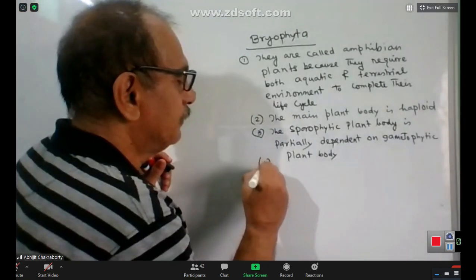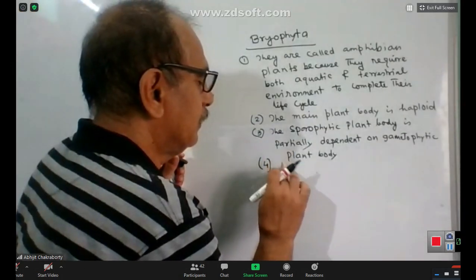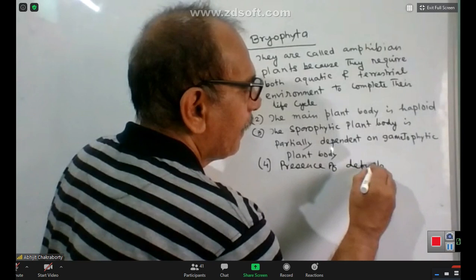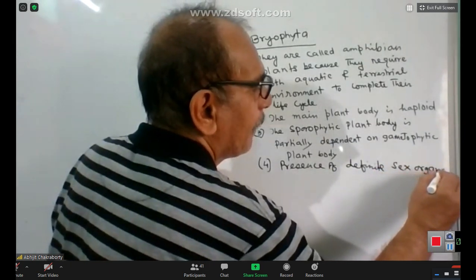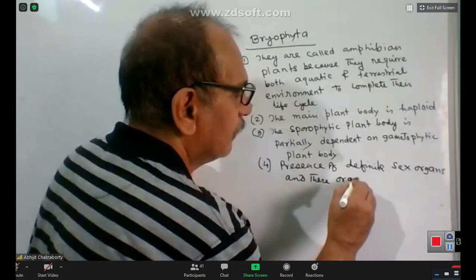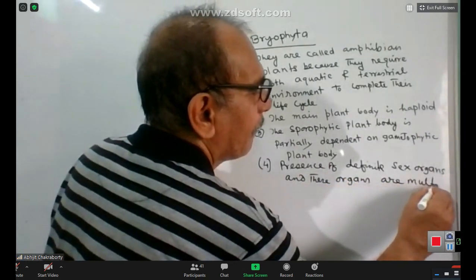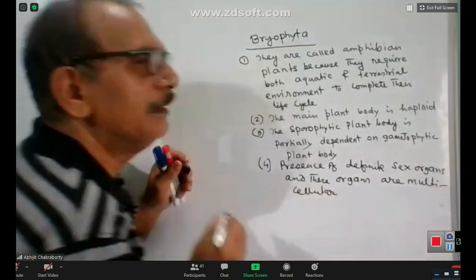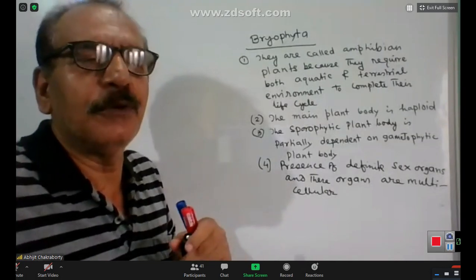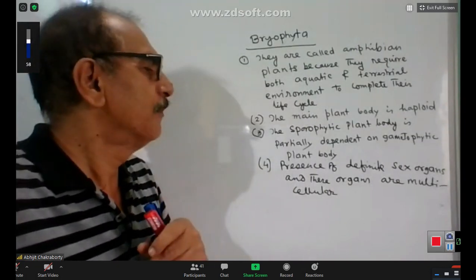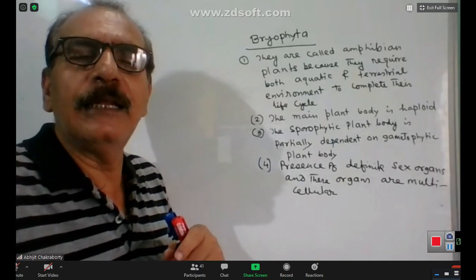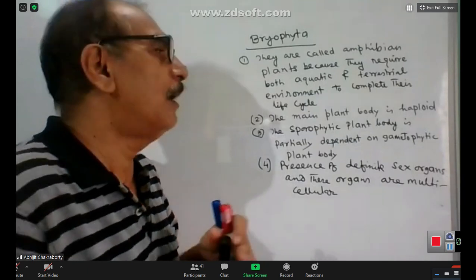Thirdly, presence of definite sex organs and they are multicellular. Earlier in algae, in most algae, every vegetative cell can act as a gametangium or gamete producing organ. No specific reproductive structures are there except a few. But from bryophytes, in every bryophyte, the sex organs are specific and they are found to be multicellular.